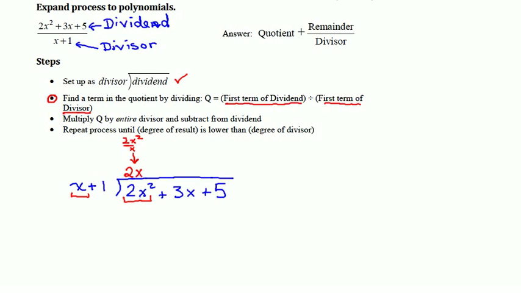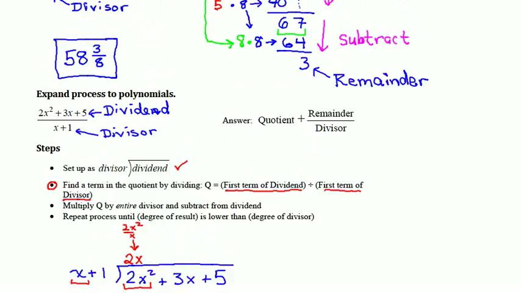I again look at what I did with numbers to see that my next step was to take that and multiply it by the divisor.